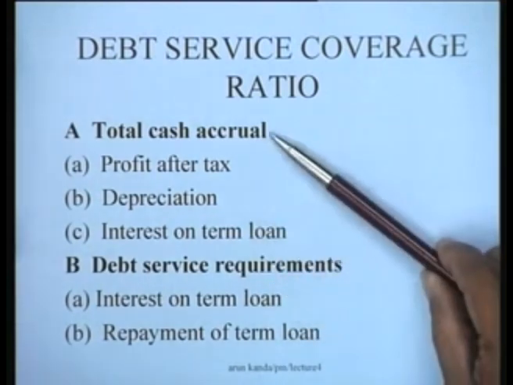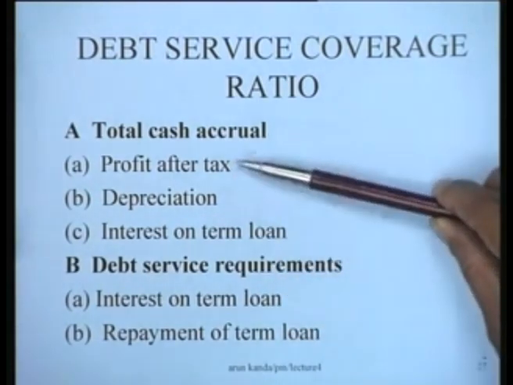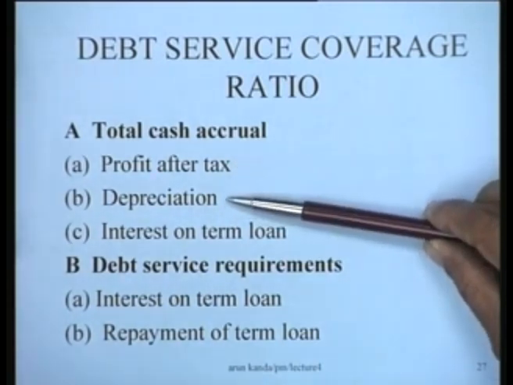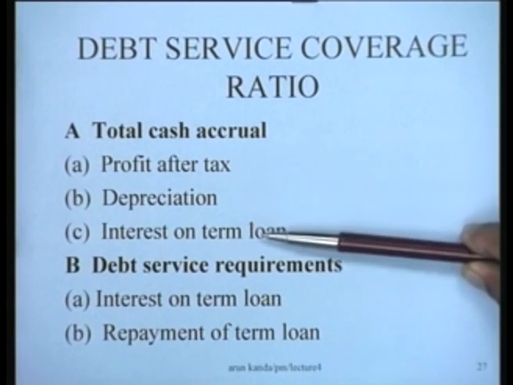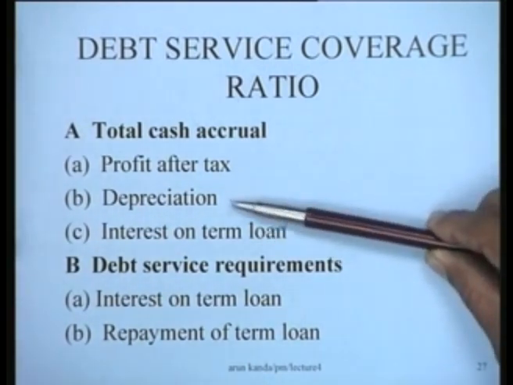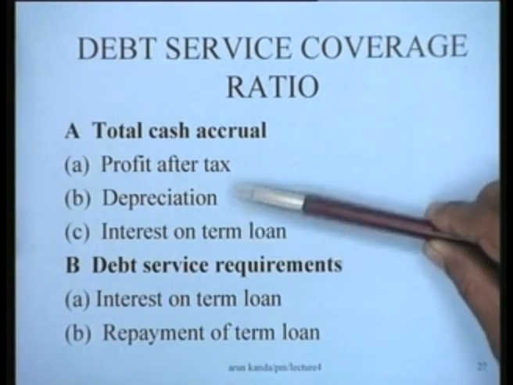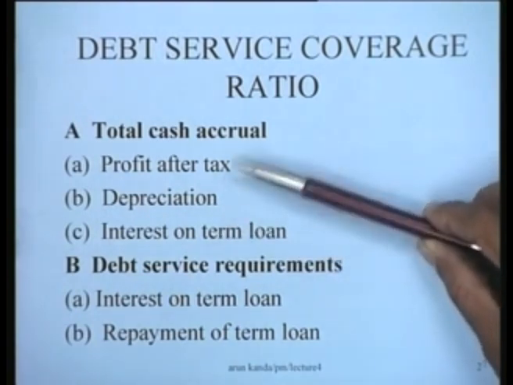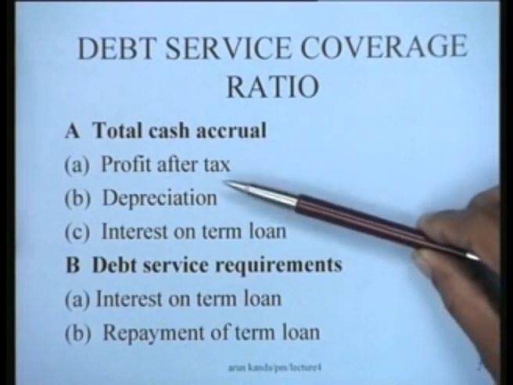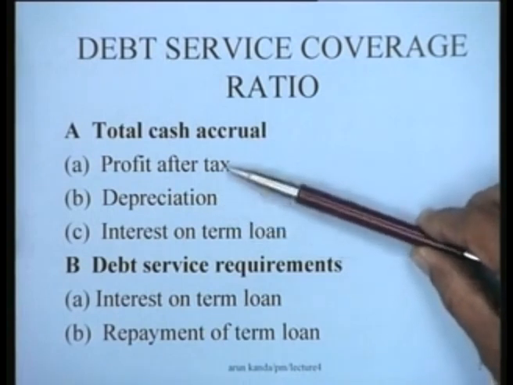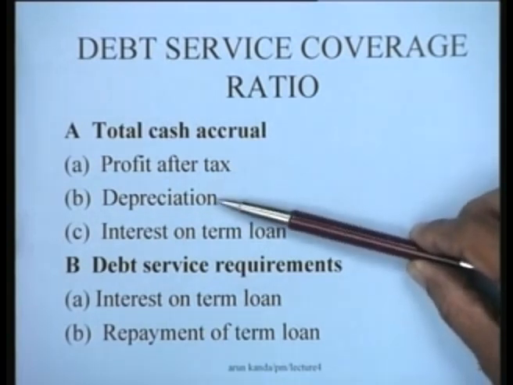The total cash accrual is determined by computing the profit after tax, adding to it the depreciation and the interest on the term loan which you are going to pay. So once you have all these things added up together, you get the total cash accrual. You see, depreciation is added back because you have deducted depreciation to compute your taxable income, right?